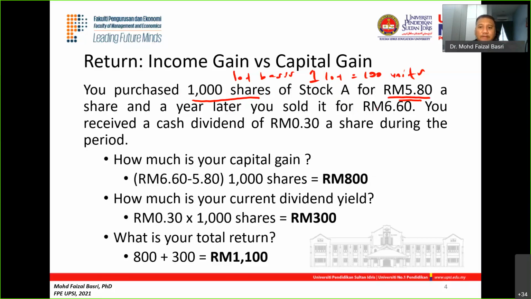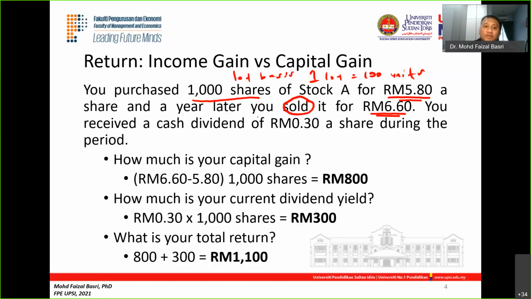And after 1 year, you sold them for RM6.60. So the keyword here is sold, meaning you actualize it. You dispose of your shares in this case at 660. So here you can see the difference is your capital gain, 80 cents.